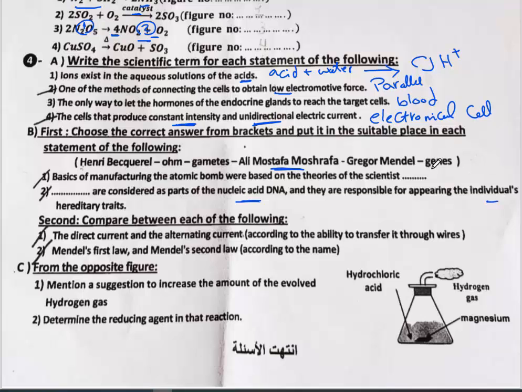Second, compare between each of the following: direct current and alternating current, according to the ability to transfer it through wires. Direct current is able to transfer only for a short distance, but alternating current for a long distance. Number 2, Mendel's first law and Mendel's second law. Mendel's first law, according to the name, is the segregation law. Mendel's second law is the independent assortment of hereditary factors.